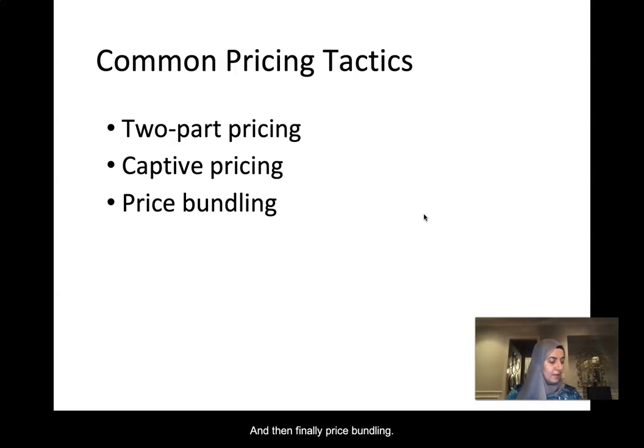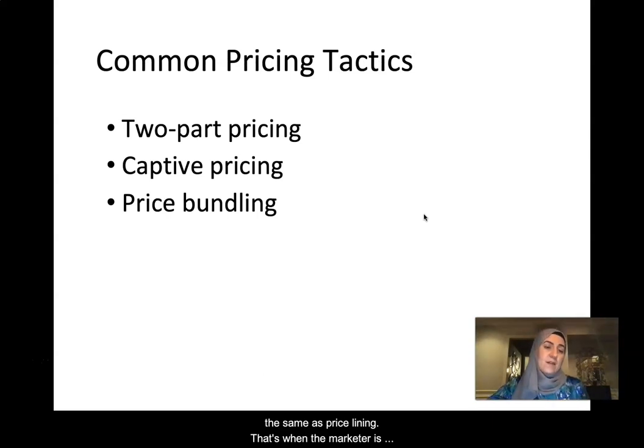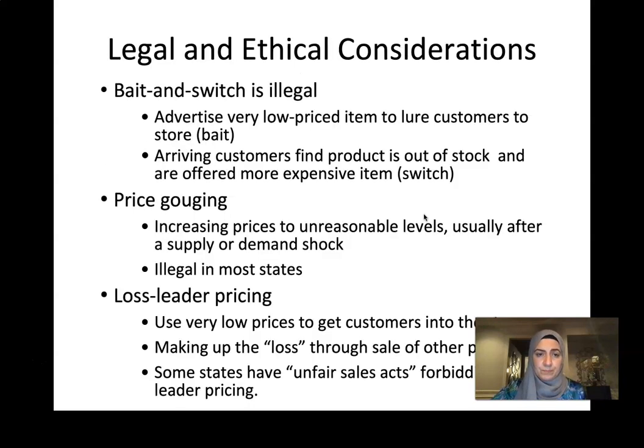And then finally, price bundling. Price bundling is simply when you can buy several things together and it's cheaper to do it that way than buying them separately. Again, that's not exactly the same as price lining. That's when the marketer is giving us several less related things, so they're not all part of one product. So maybe you can buy the drink and the fries and the sandwich, and it costs less than buying each one separately. That would be an example of price bundling.